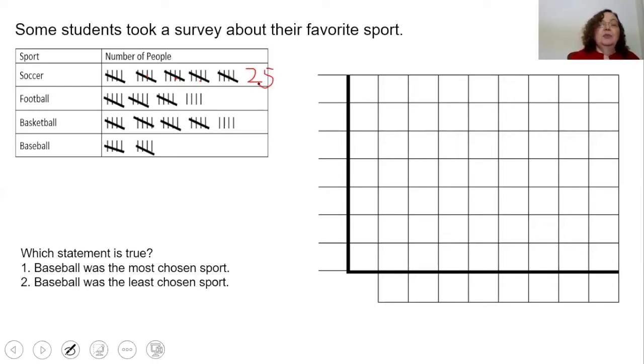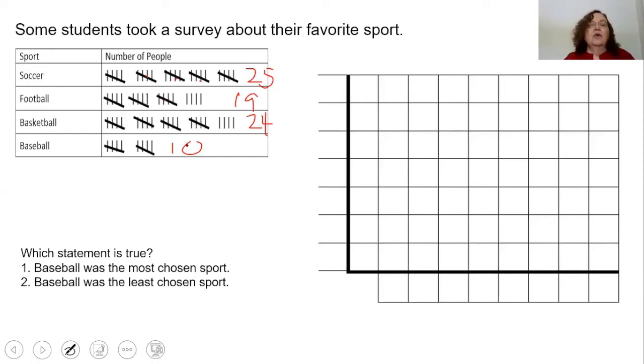And how about football? 5, 10, 15, 16, 17, 18, 19. That's going to be interesting. How about basketball? 5, 10, 15, 20, 21, 22, 23, 24. And baseball, 5, 10. Okay, so now I've kind of looked at the data.